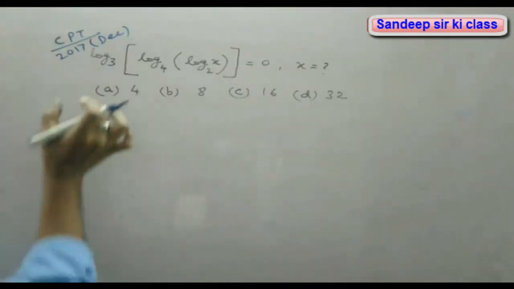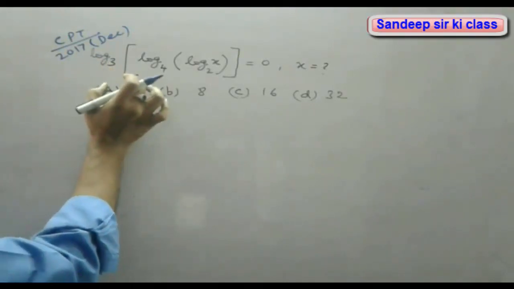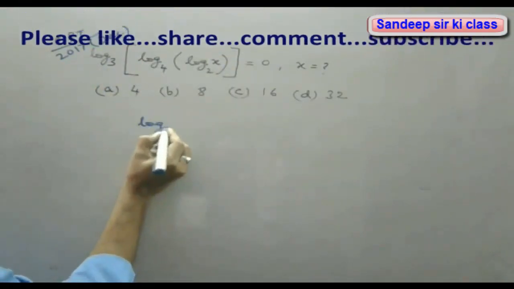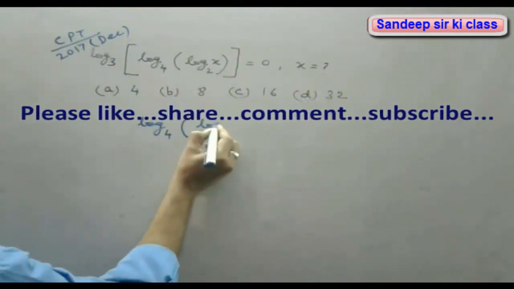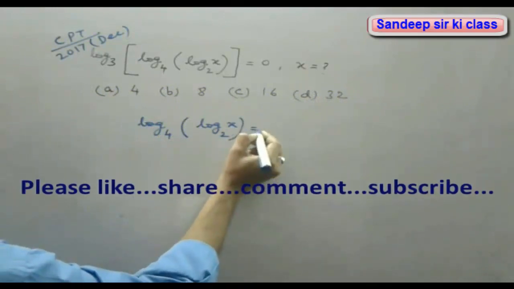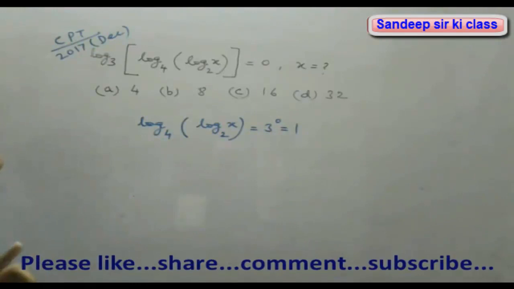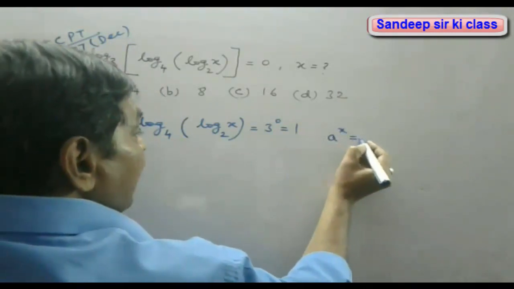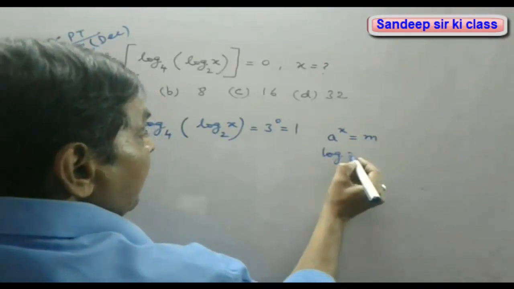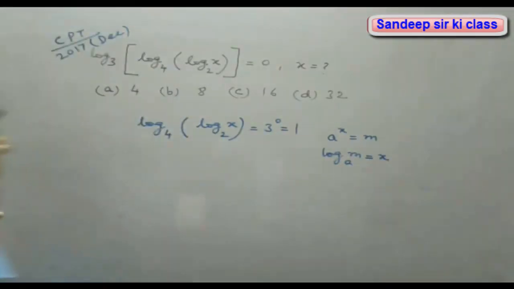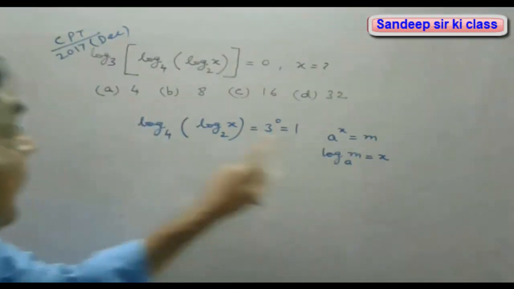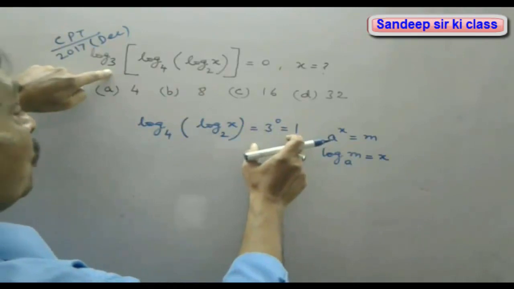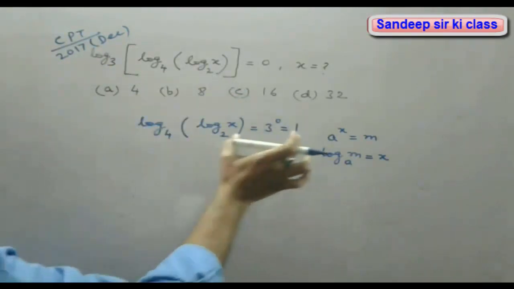Now we see that if I am to remove this log, then this bracket thing will be equal to 3 to the power 0. So log base 4 of (log x base 2) is equal to 3 to the power 0, which is equal to 1, because by definition of log we know if a to the power x is equal to m, then log m to the base a is equal to x. With this rule, a here is 3, so on the right hand side we obtained 3 to the power 0, which is equal to 1. So the big bracket thing is equal to 1.